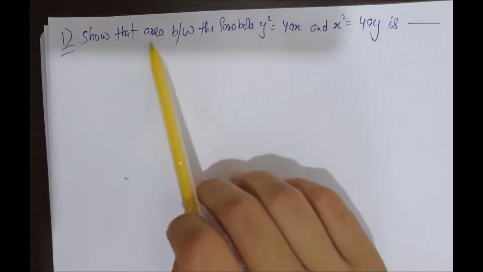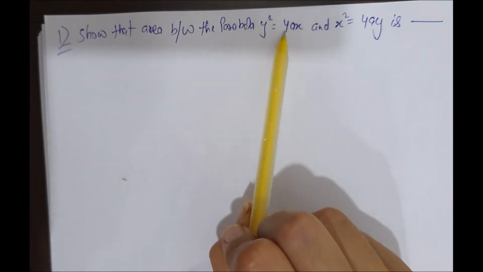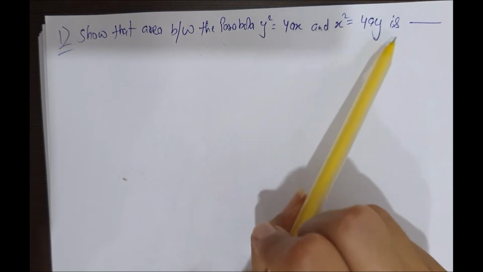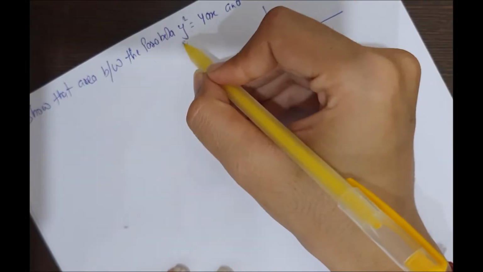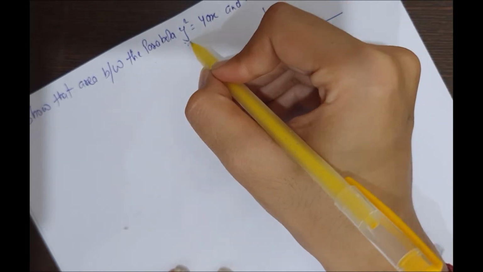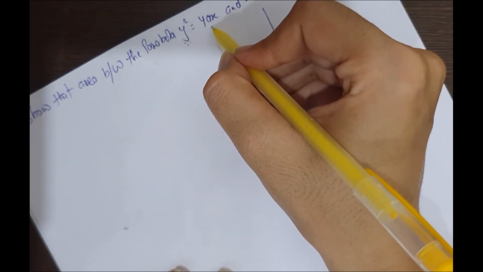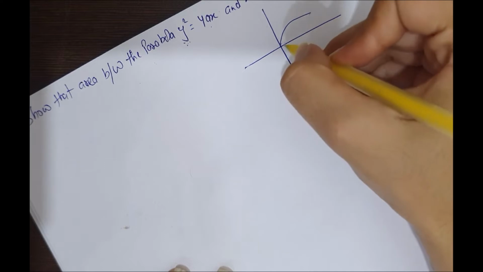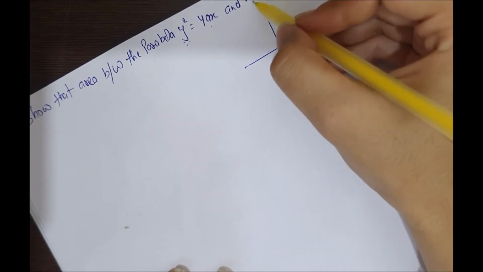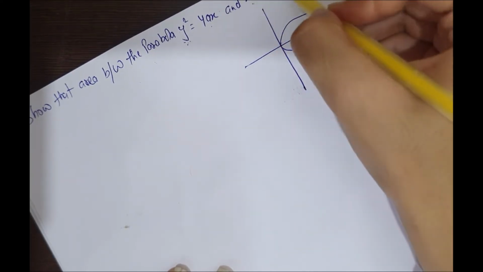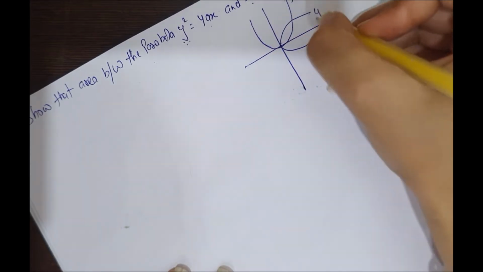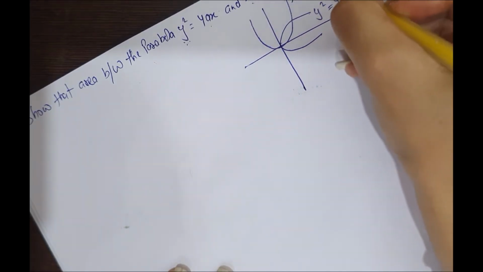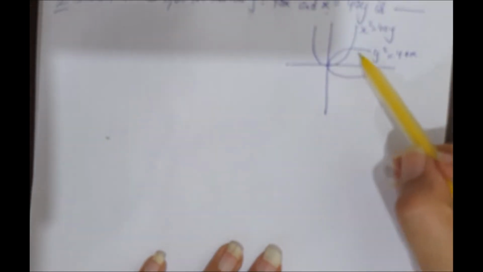First question: show the area between the parabola y square is equal to 4ax and x square is equal to 4ay. If you remember, I told you in my previous lecture, as this is the equation of a parabola, if y is even, then the parabola will be symmetric about the x-axis like this, and here x is even, so the parabola will be symmetric about the y-axis. I told you how to solve this question in my previous lecture on area of curves.